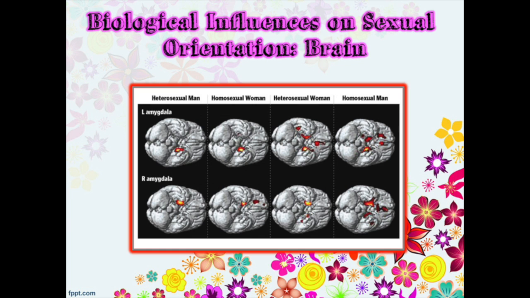So we are going to turn our discussion to biological influences on sexual orientation. And we'll begin by looking at the brain. Research shows that sexual orientation is not a choice and cannot be altered through so-called restorative programs, camps, conversion therapy, etc. So what we do know is that in the brain, there is the anterior hypothalamus, which is responsible for sexual urges. And it is larger in straight men than it is in gay men. However, it's the same size in gay men and women.